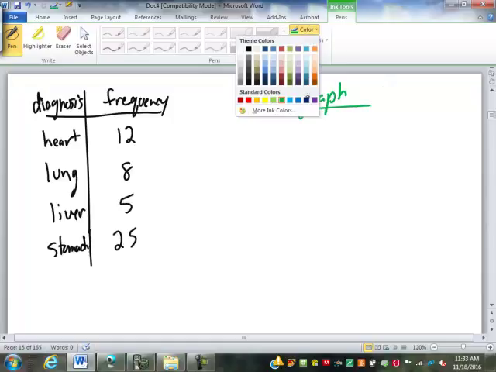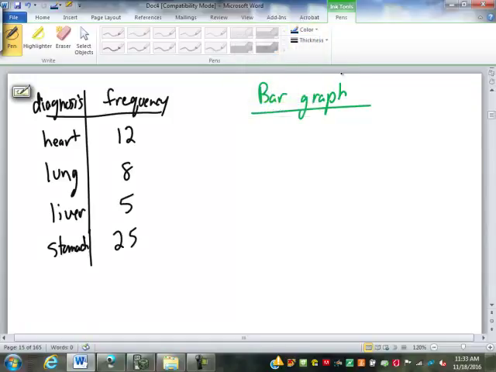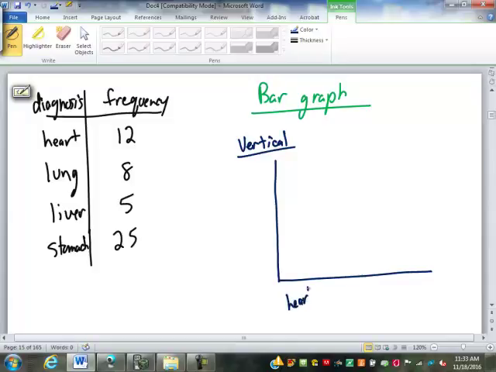Now, a bar graph can go a couple of different directions. It can be vertical, and statistically, we generally prefer vertical bar graphs. In a vertical bar graph, we put our categories across the bottom. So heart, lung, liver, and stomach. And up the side, we have to make a scale. That scale has to cover all of the possible numbers. Our smallest number is 5, our largest number is 25, so we have to make sure we get to at least 25.